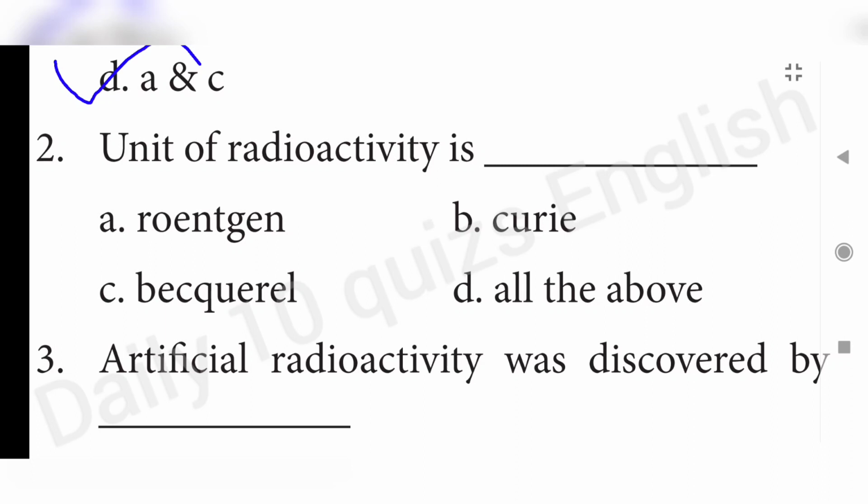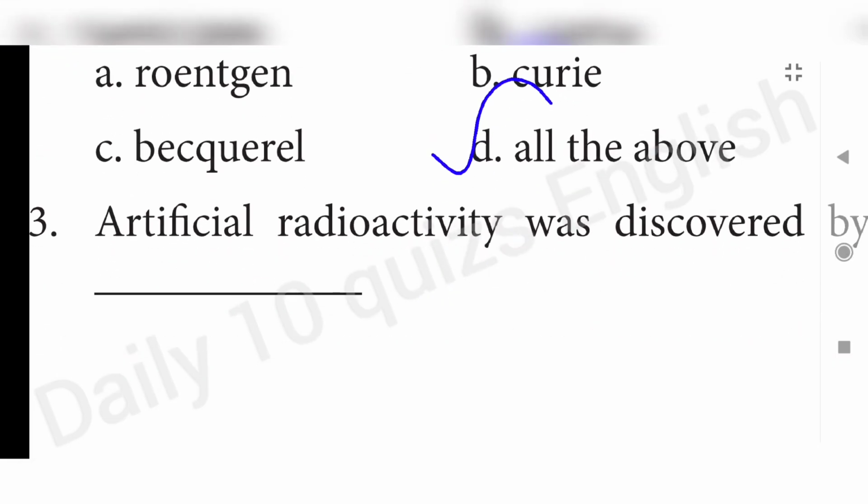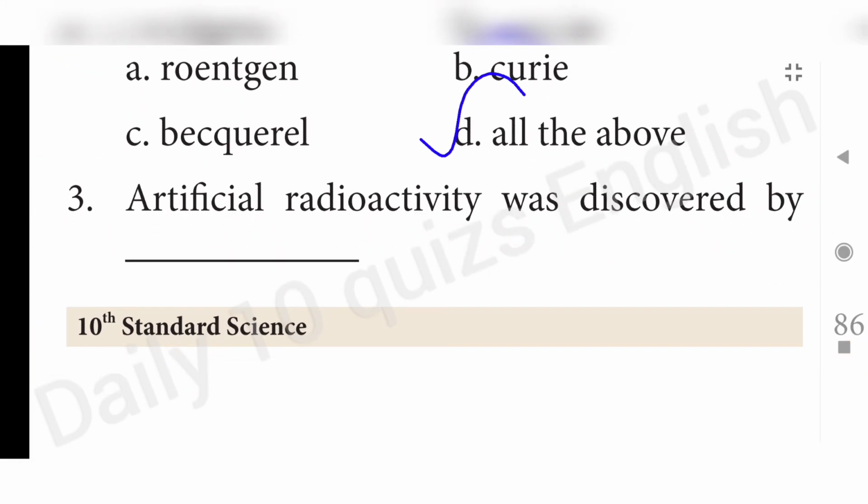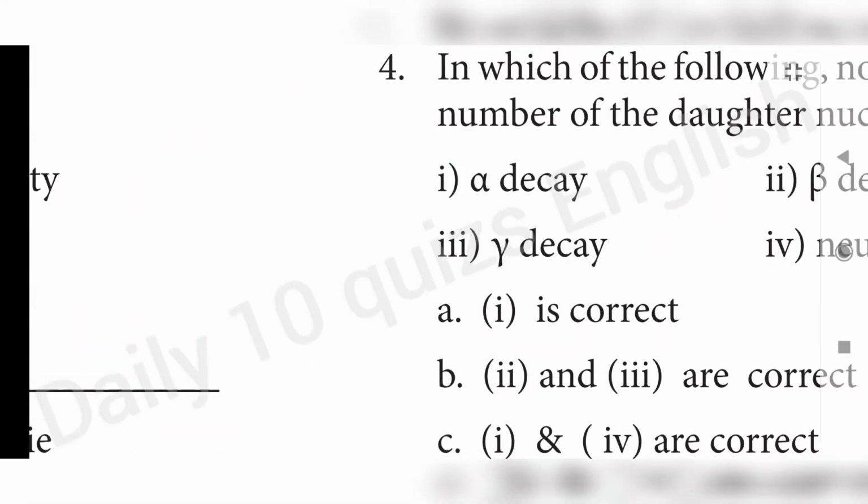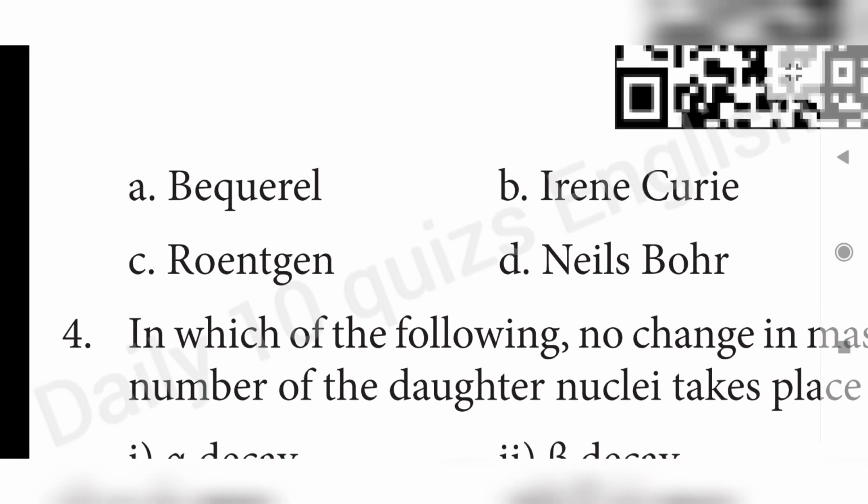Second one, unit of radioactivity is dash. Roentgen, Curie, becquerel, all of the above. Answer, the unit of radioactivity is option D, all of the above. Third one, artificial radioactivity was discovered by. Answer, artificial radioactivity was discovered by Irene Curie, option B.